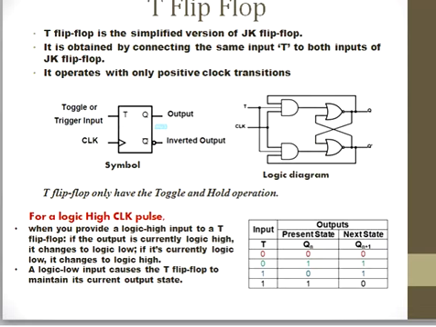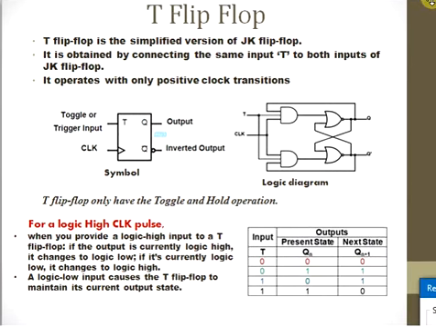The operation of the T flip-flop is almost the same as the JK flip-flop, as I just mentioned. The only difference is J is equal to K is equal to T. So we eliminated the other two combinations of J and K, for which those two values are complements of each other, the 1 0 and 0 1 conditions. In this toggle flip-flop, when you provide a logic high input to T, if the output is currently at logic high, it changes to logic low. If it is currently logic low, it changes to logic high. So a logic low input causes the T flip-flop to maintain its current output.